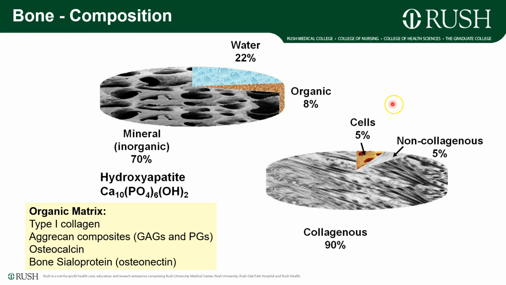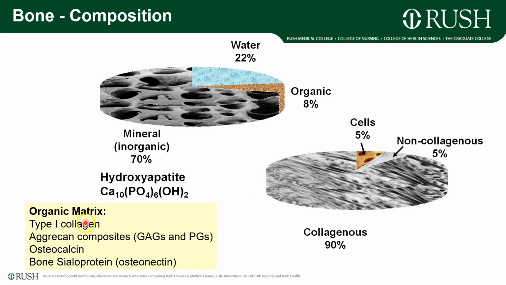Now, if you were to look at the organic matrix itself in this pie chart, you can see that most of that organic matrix is collagen or collagenous, and is exclusively type 1. We have some non-collagenous component, about 5%, and then 5% is cells.